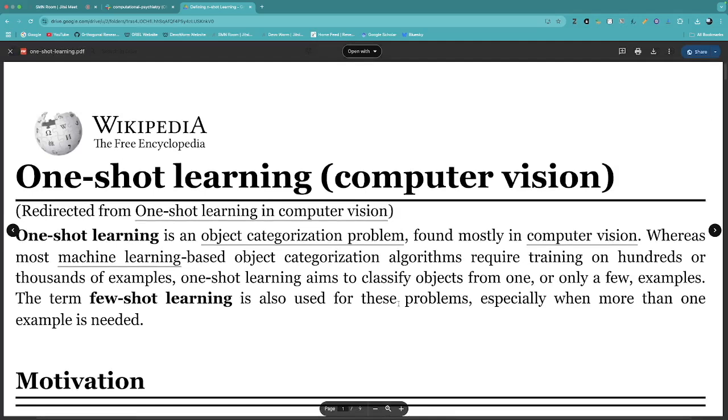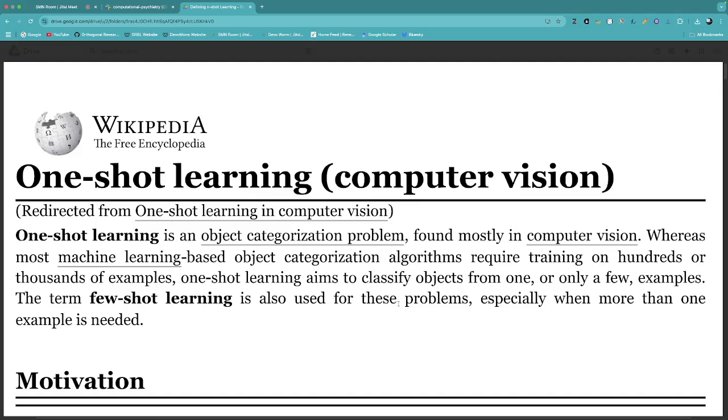Now we talk about one-shot learning. And again, this is an object categorization problem. Whereas most machine learning-based object categorization algorithms require training on hundreds or thousands of examples, one-shot learning is, like zero-shot learning, sort of a shortcut to learning. And again, it could result in a lot of false positives, but it can also help you in cases where you need to figure out what something is.